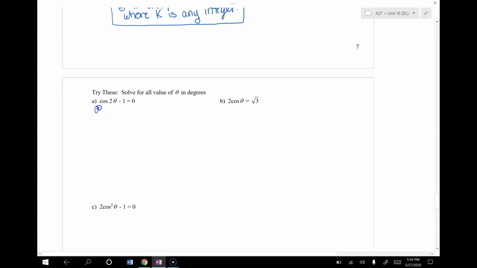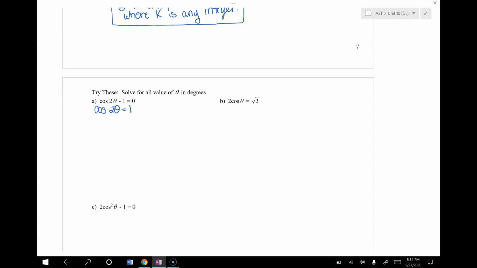Well, I'm going to say that the cosine of 2 theta equals 1. And I know that the double angle can be changed. Now, there's 3 options. I do not want to use cosine squared theta minus sine squared theta because now I'm solving for cosine and sine.